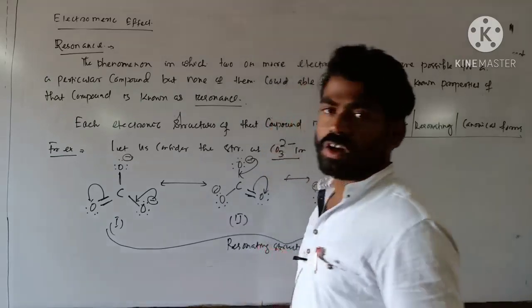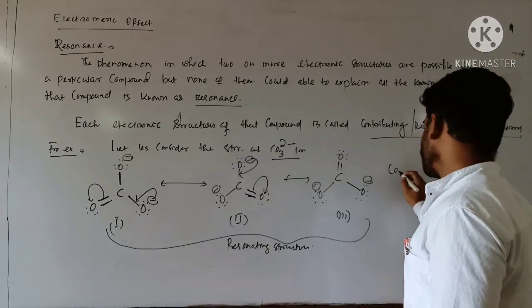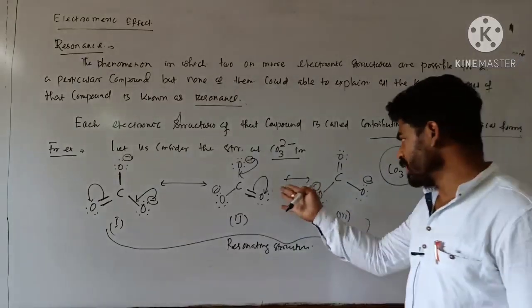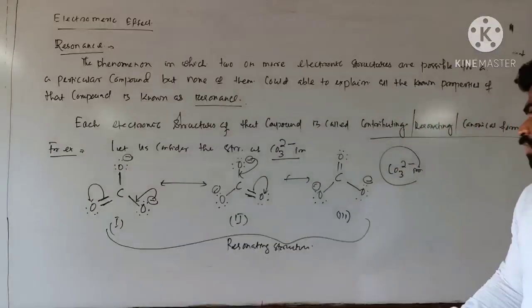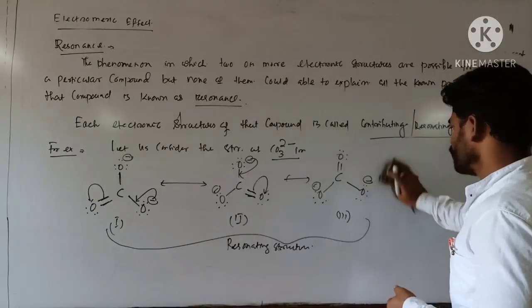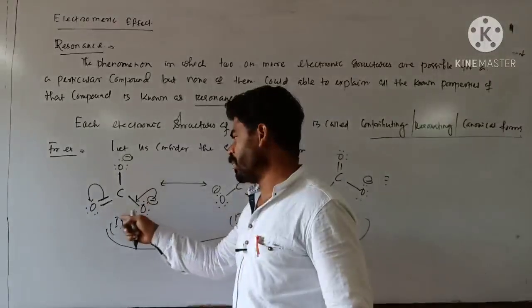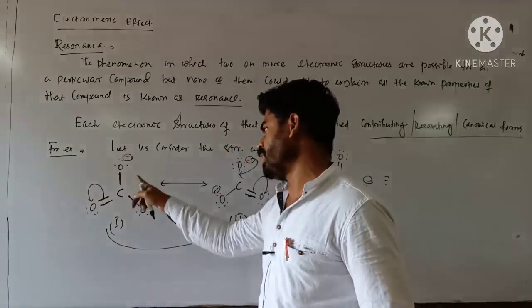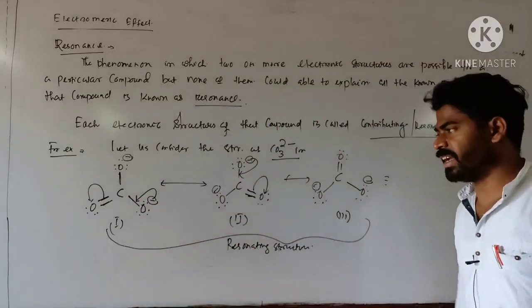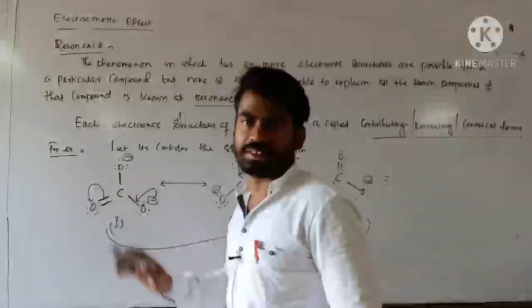Or you can say contributing structures, or canonical forms, of which one? Carbonate ion, CO3 2- ion. Clear? So due to these three resonating structures, what is our expectation over here? You see, the two negative charges are uniformly distributed throughout the molecule. Right now here, here, and in this structure here, here, and in this structure here and here. So negative charge is delocalized throughout the entire system.